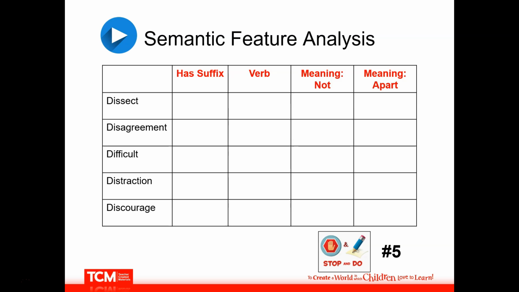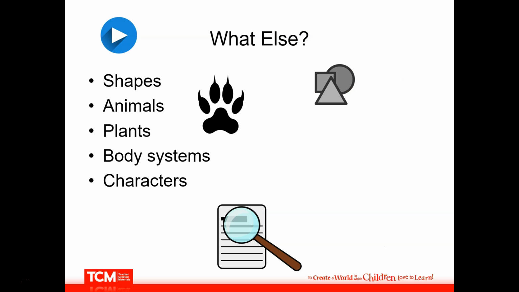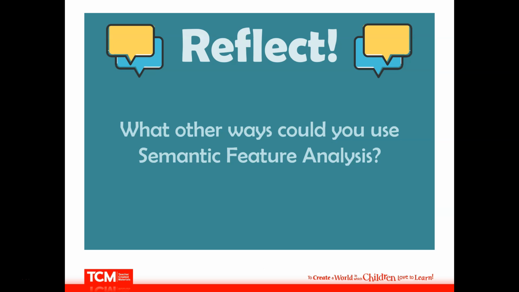Okay, great. So now that you've completed that, what I want you to be thinking of as a personal reflection is what else can you use a semantic feature analysis for? I've given you 5 other examples right here: shapes, animals, plants, body systems, and even characters. In a lot of my live trainings, I get a lot of responses as far as different ELA standards that can be used with a semantic feature analysis. Characters and character analysis is always one of them, which is why I put them here for you. So think, and you can pause the recording if you'd like, what other ways could you use semantic feature analysis across other content areas?